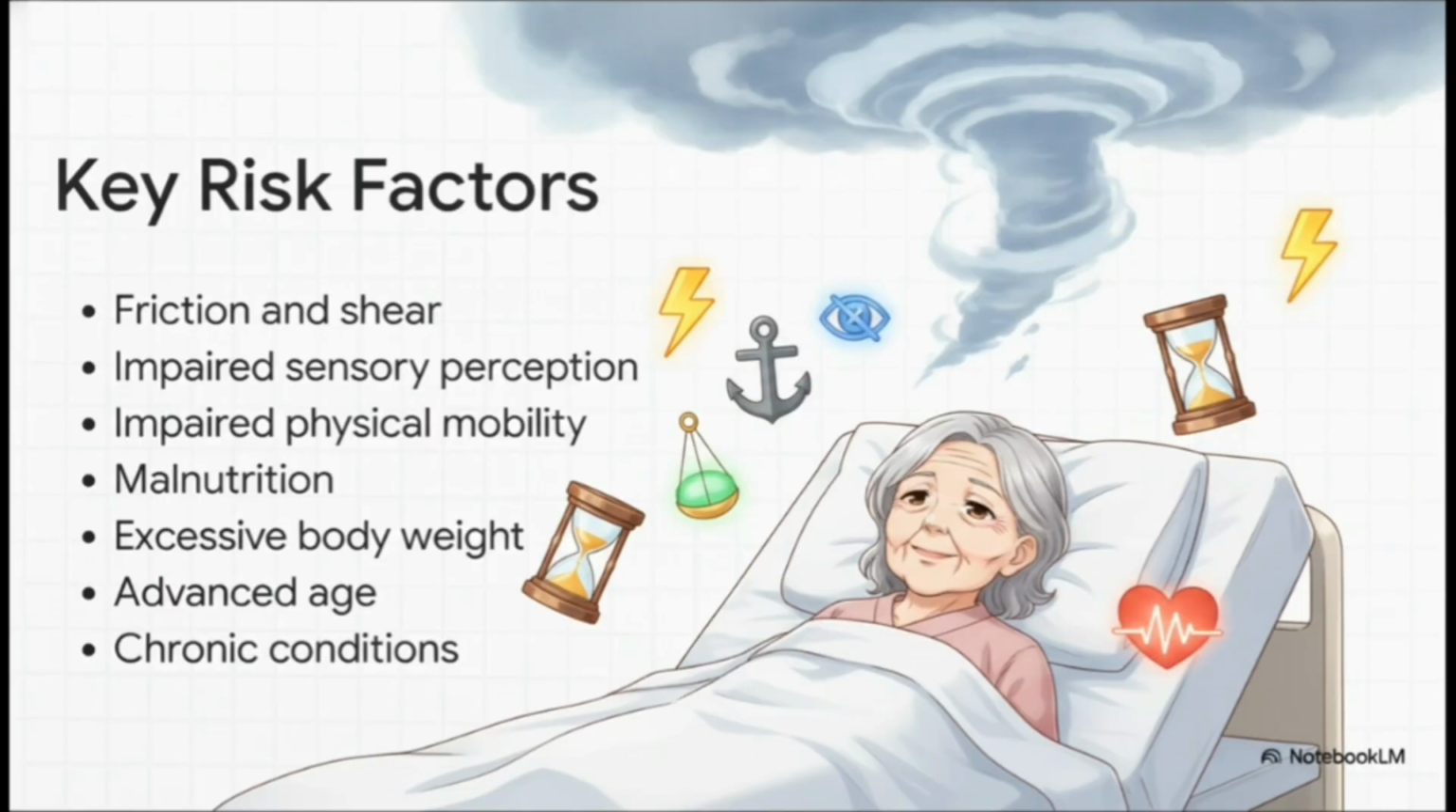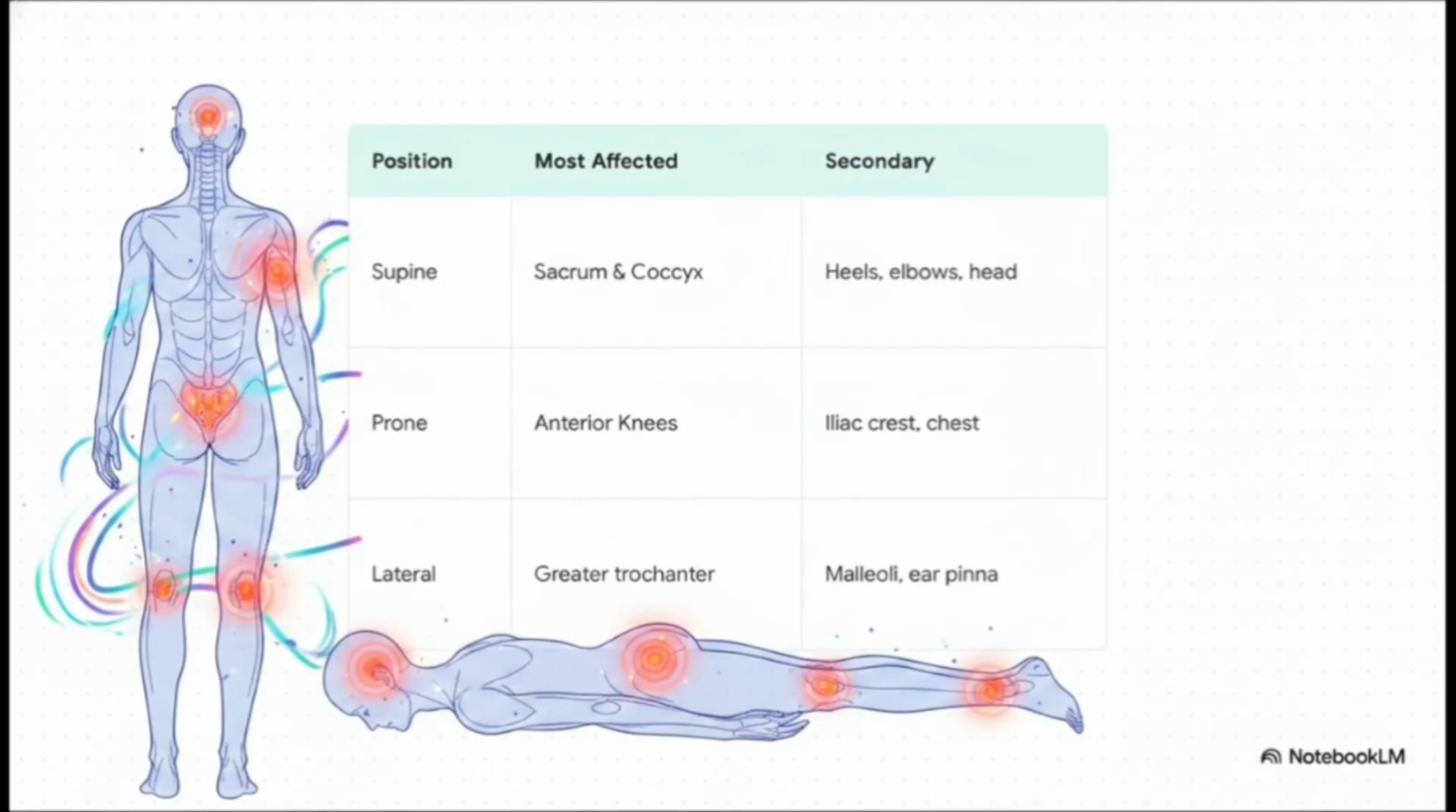Throw in malnutrition, excessive body weight, advanced age, and chronic conditions like diabetes or cardiovascular disease, and well, you've got a perfect storm. The scary part? Irreversible tissue damage can kick off in just 2 hours. Literally, just 2 hours. And a patient's vulnerability really depends on how they are positioned. If someone's in a supine position, flat on their back, the sacrum and coccyx take the absolute worst of it, with secondary hotspots on the heels, elbows, shoulder blades, and the back of the head.